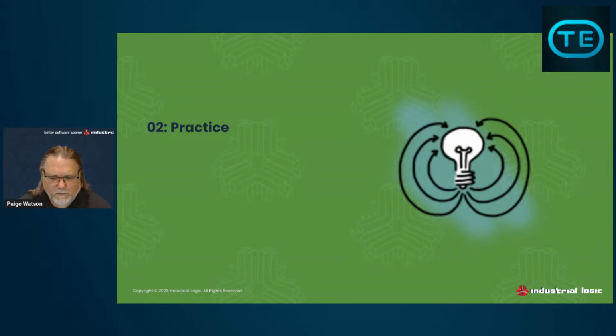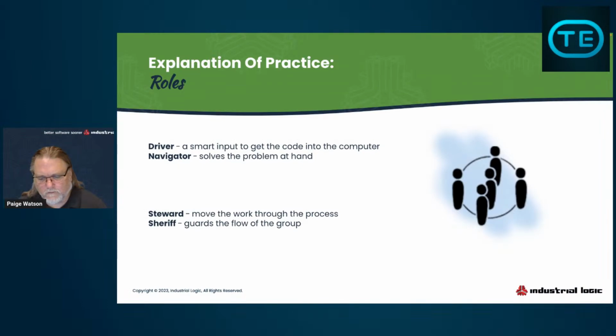So let's talk about practice and I'm going to talk about roles first. We have two basic roles, two really, really basic roles, the driver and navigator. And then I'll talk about steward and sheriff, which aren't necessarily required mobbing roles, but are very important and sort of effective in a mob as you start to become accustomed and experienced to it.